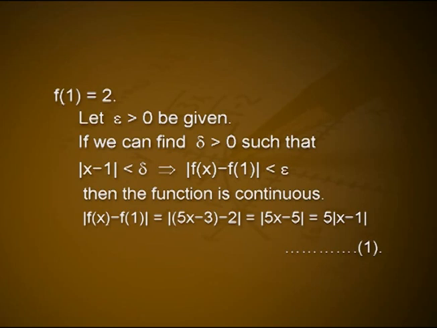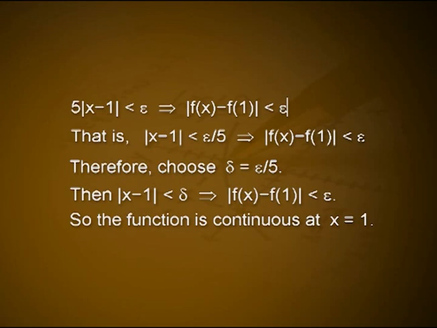Now, |f(x) - f(1)| = |5x - 3 - 2| = |5x - 5|, which is equal to 5|x - 1|. We can refer to this as step number 1. From 1, it follows that 5|x - 1| < epsilon implies that |f(x) - f(1)| < epsilon.